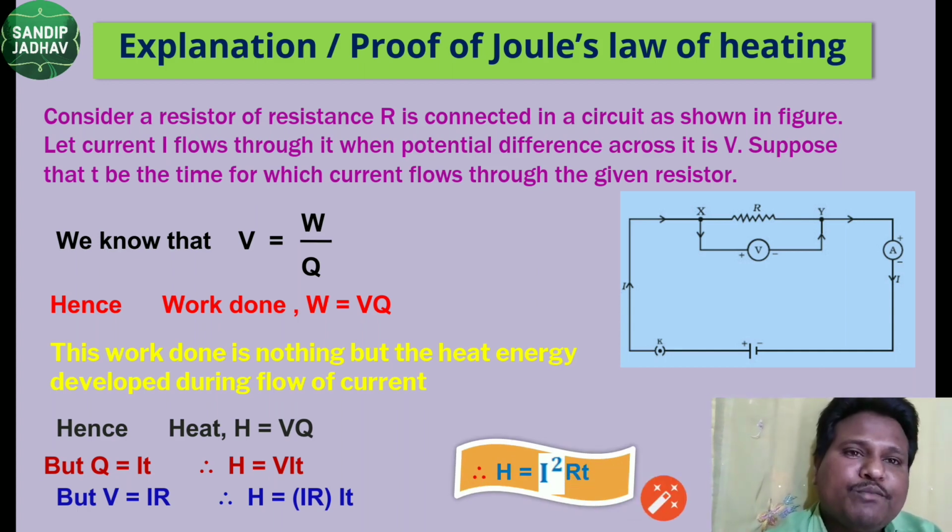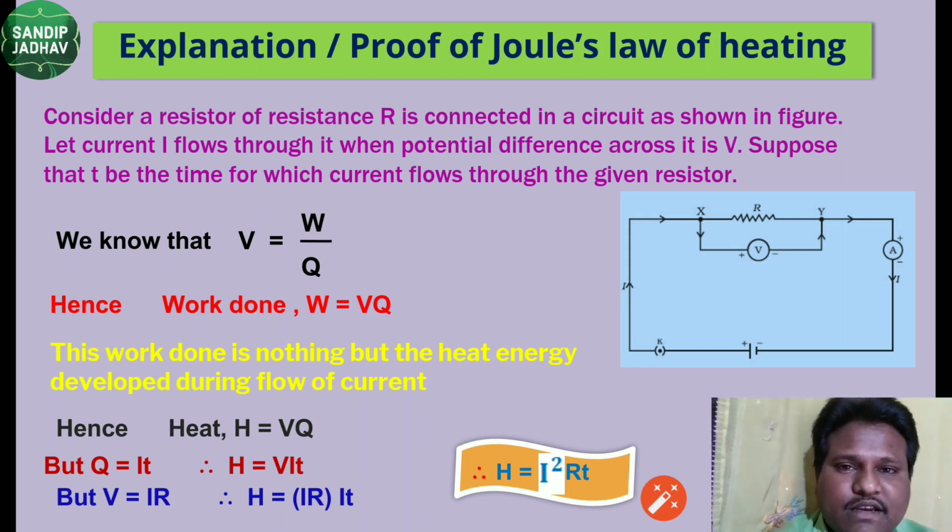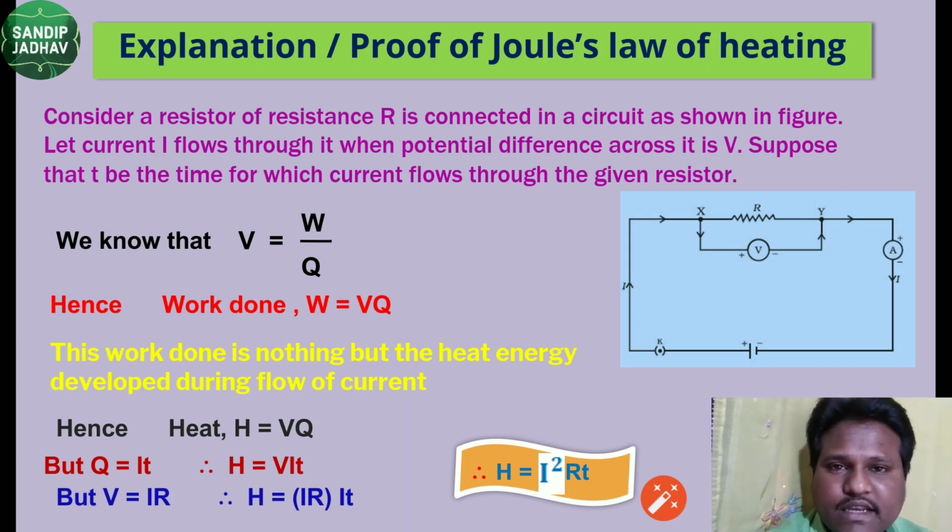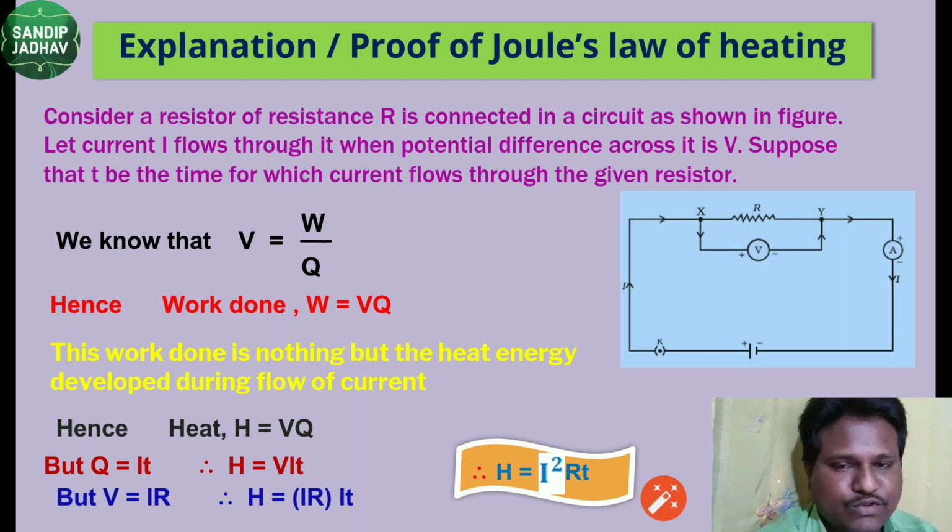In this way we can prove Joule's law of heating, which is the relation between four quantities: heat energy developed, current flowing through the circuit, resistance of the circuit, and time for which current flows through the circuit. As R itself is a constant, we can say heat energy produced in a circuit is directly proportional to the square of current. Heat energy produced in a circuit is directly proportional to the resistance, and it is also directly proportional to the time for which current is flowing through the circuit.